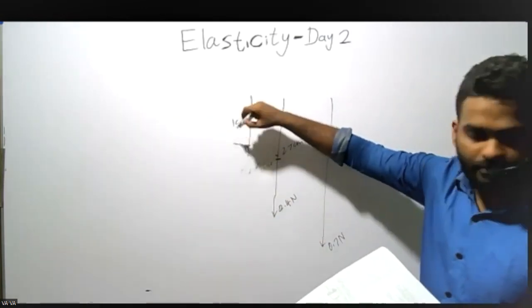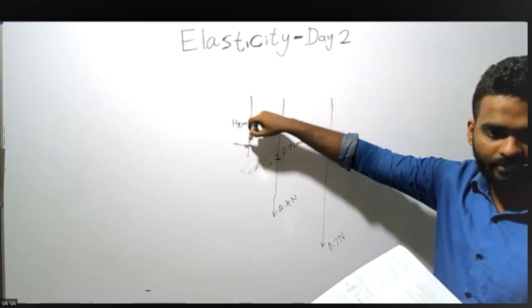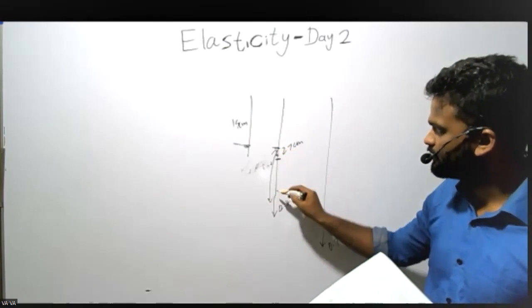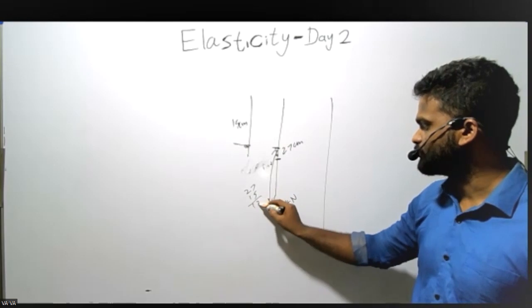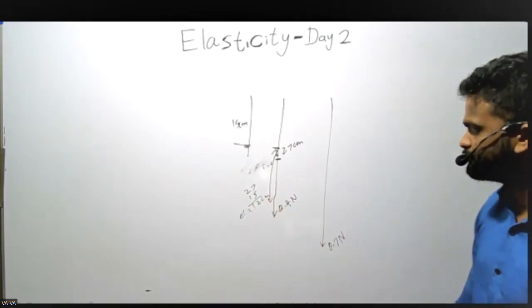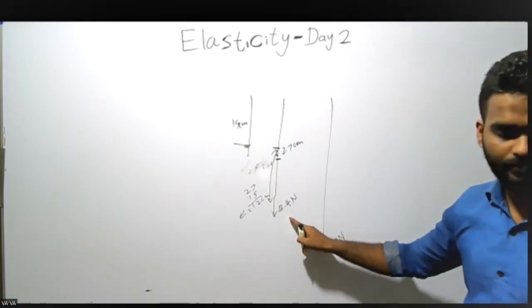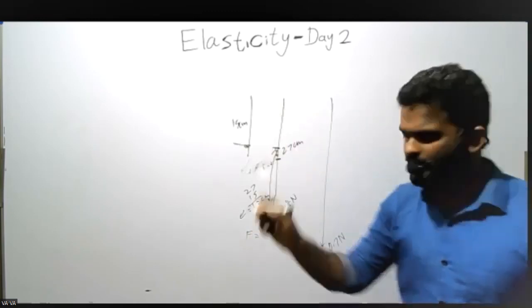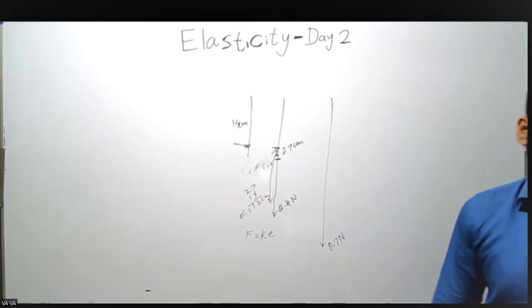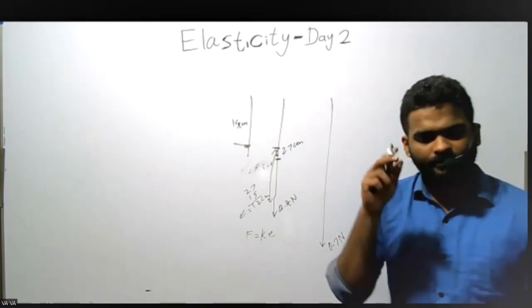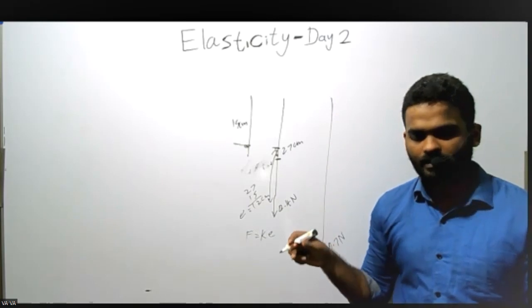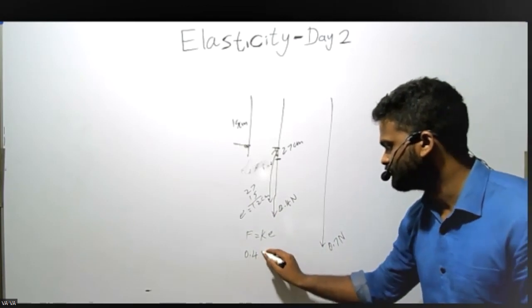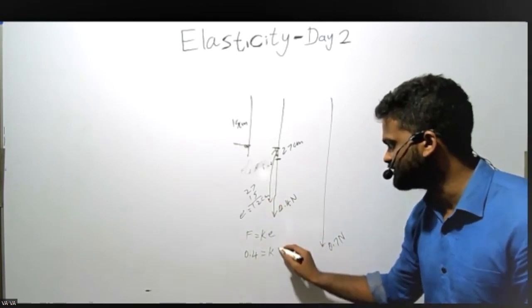So this 15 centimeter is without any force. Here what is the extension? 27 minus 15, so that is 12 centimeter extension. Force applied is 0.4. You don't need the whole equation, you can apply this one as well, F equals K E. Here the force applied is 0.4 equals K times the extension, which is 12 centimeters.